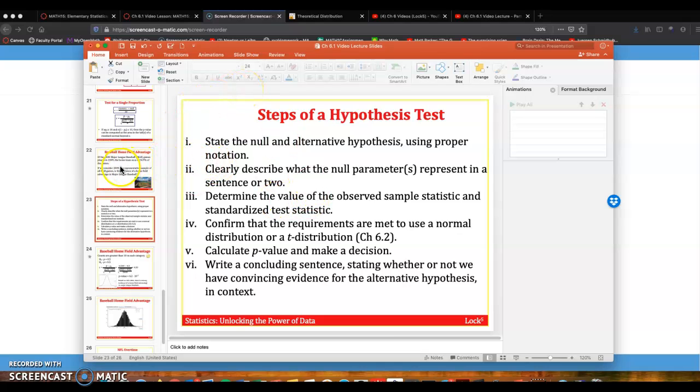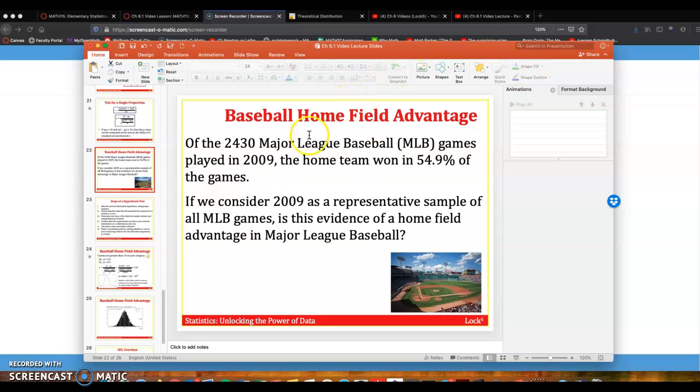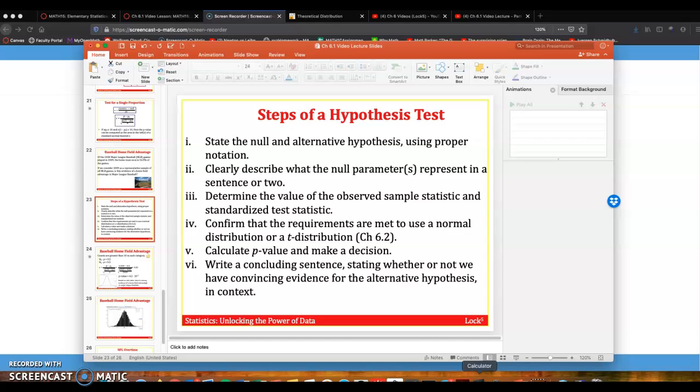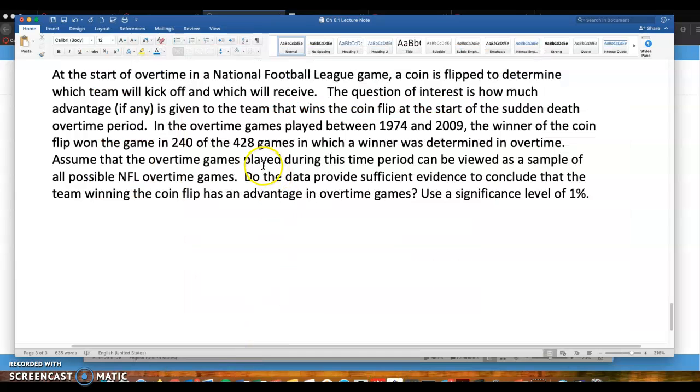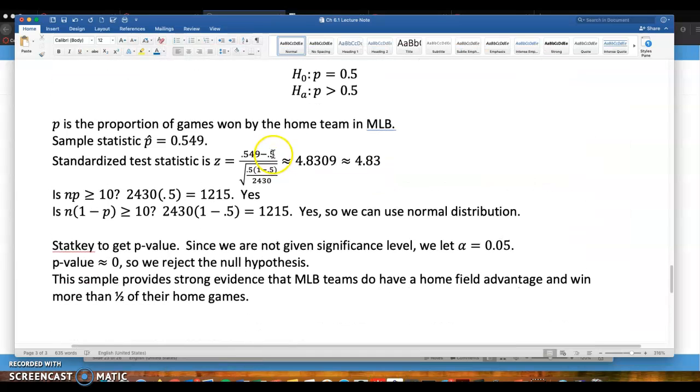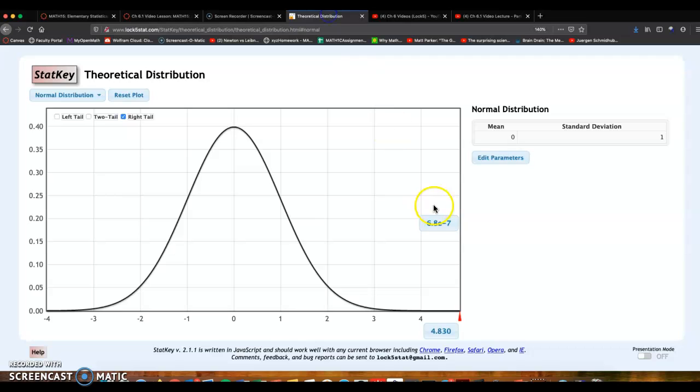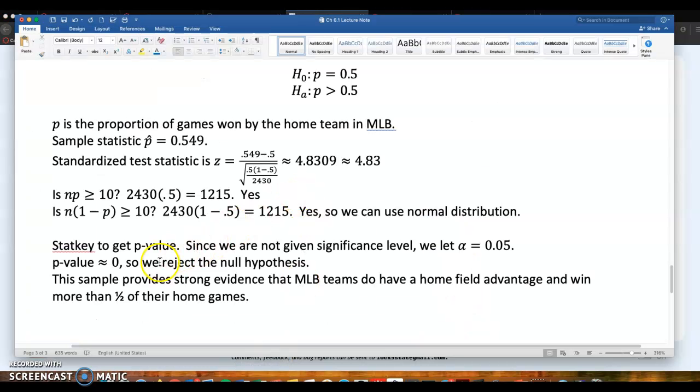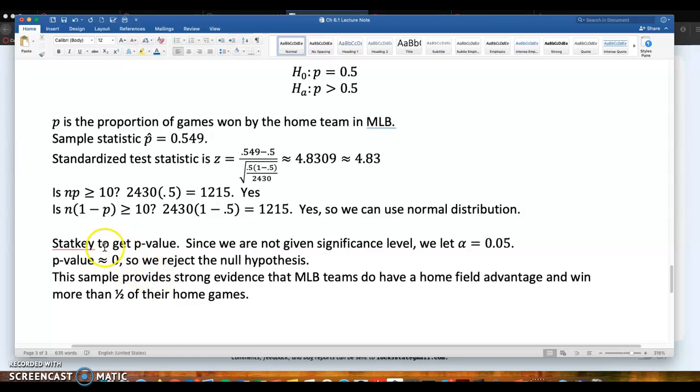And in the last video, we finished looking at baseball home field advantage, going through a complete hypothesis test, and we ended up with a p-value of very close to 0. As a quick reminder, if you're using StatKey or any other normal calculator and you get something like e to the minus 7, that's basically 0, statistically 0. And then we reject the null hypothesis if the p-value is that low.